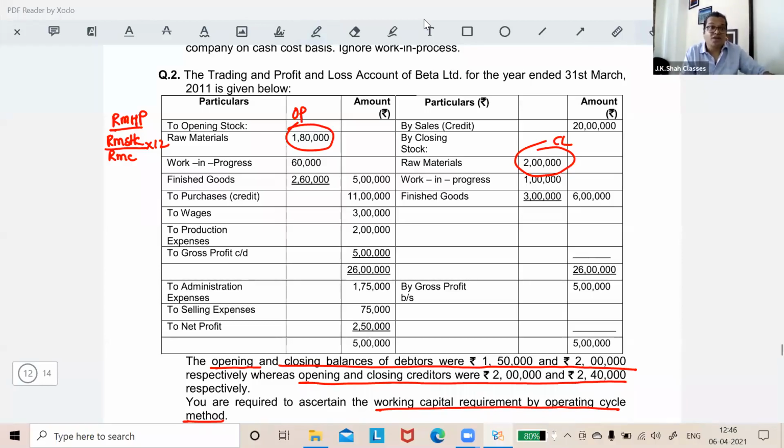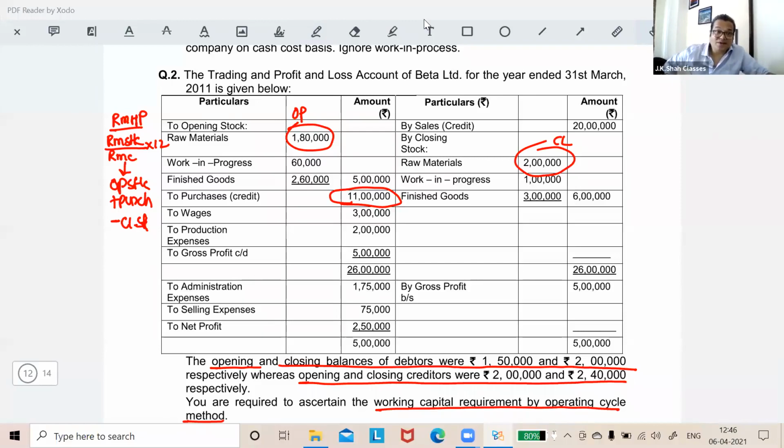Then how do I calculate raw material consumed? Opening stock of raw material plus purchases minus closing stock of raw material. All figures are available, purchases are also available. Can I calculate raw material consumed? Yes, obviously. So I'll calculate the raw material holding period like this.